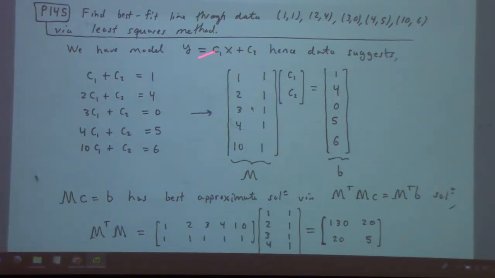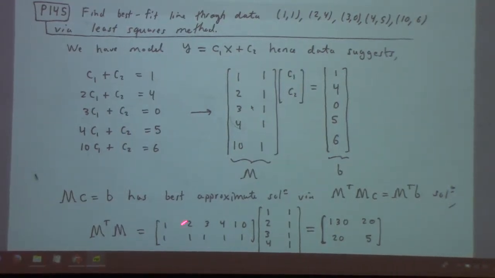So plugging in the data, we get this system of 5 equations and 2 unknowns, which is, of course, overdetermined and inconsistent, which technically speaking doesn't have a solution, but we know that we can solve the normal equations to find the best fit approximation. We discussed how that gives us the closest thing to a solution that's not technically a solution. So this is called least squares, the least squares method.